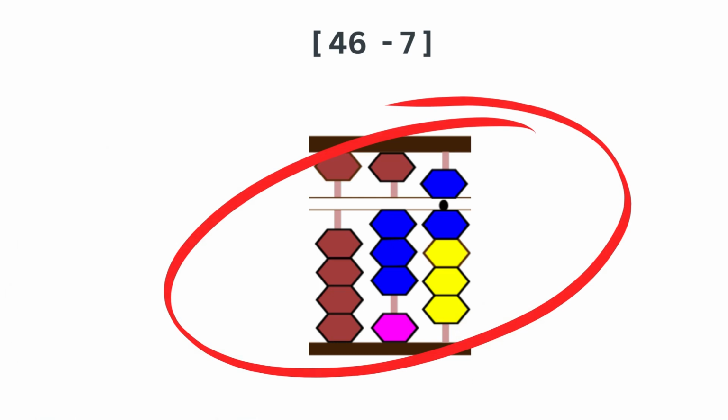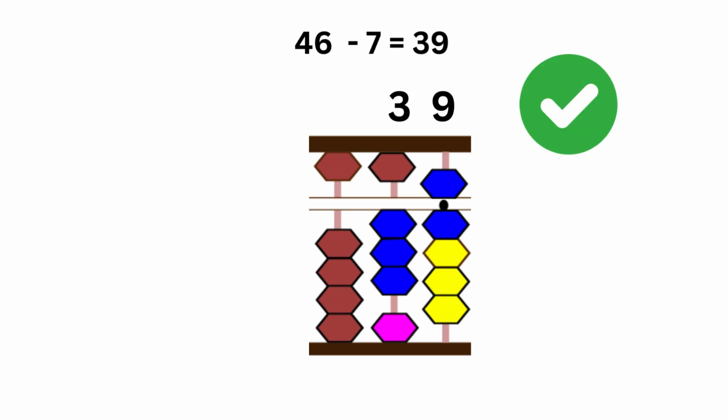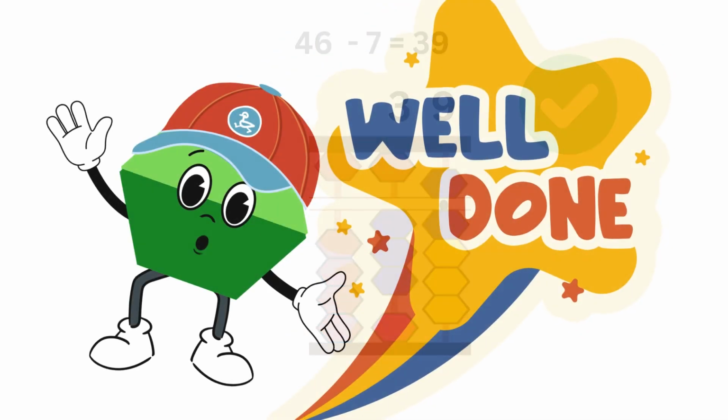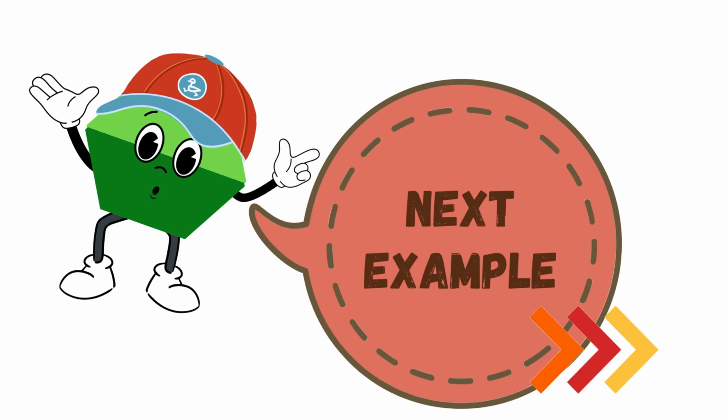Now, count the remaining beads on the bar. There are 39. Therefore, 46 minus 7 is equal to 39. Well done! Next example.